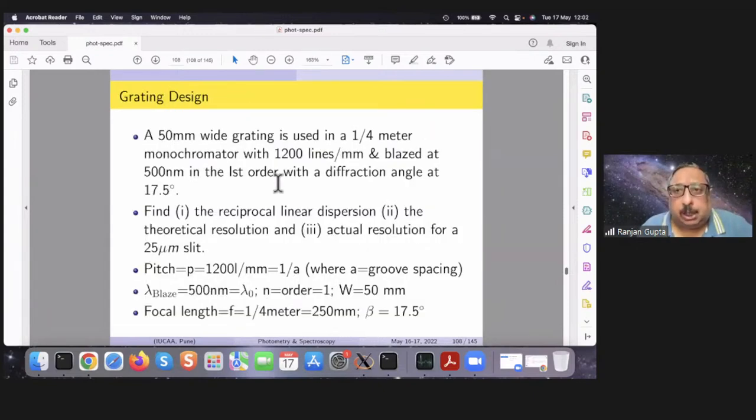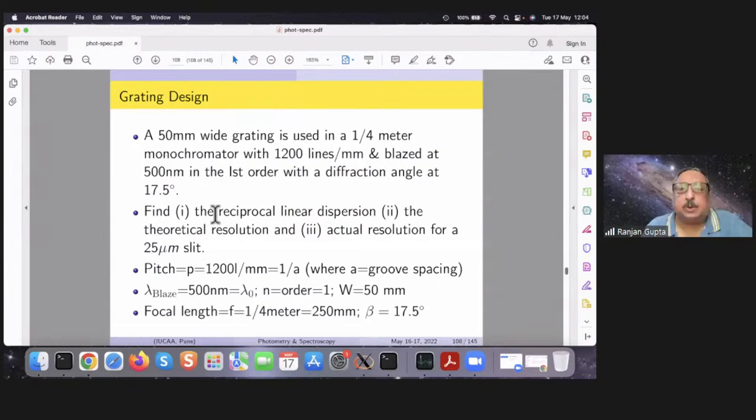So now we will quickly talk about a small thing. Suppose a very simple grating design. How do you want to make an instrument by using a grating? We are not discussing the telescope coupling and all that. Suppose you have been given a 50 mm wide, 2-inch wide grating, and you have to use it under a 1/4 meter monochromator, meaning the focal length of the collimator. And the grating has, as I said, 1200 lines per millimeter, or that many grooves. And it is blazed. The efficiency is improved in the green region at 5000 angstroms, which is 500 nanometers. And the angle of this blaze is 17.5. So these are the parameters given.